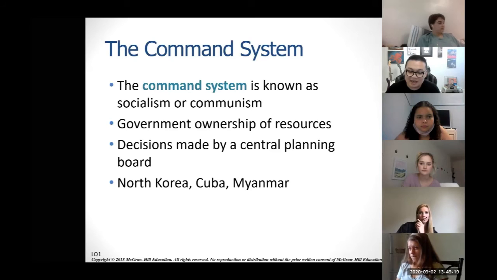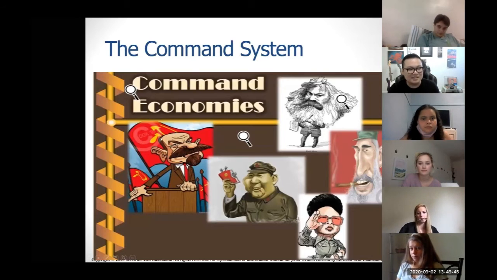And the United States government spent a lot of time and money to get him back to the United States. But he was tortured so badly that once he came back, he was brain dead. Anyway, that's a very sad story. I can't believe nowadays there are still countries using this command system, like North Korea, Cuba, and Myanmar. So this is the command economy.